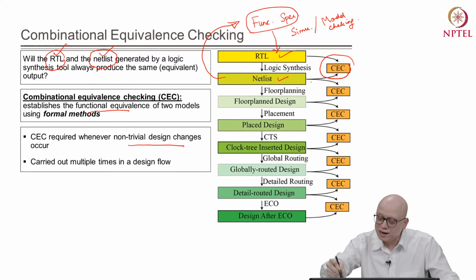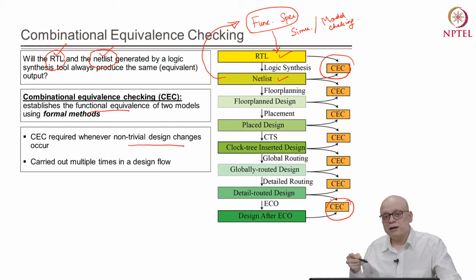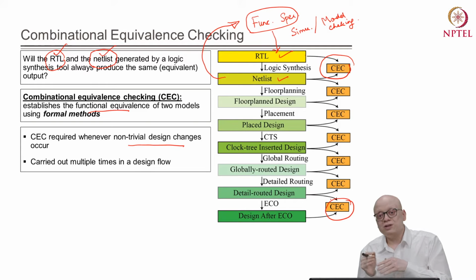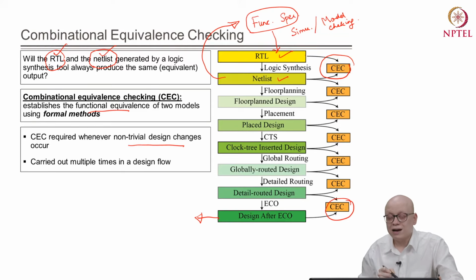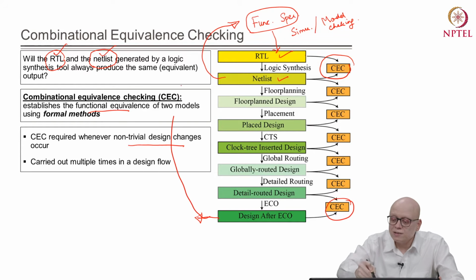Similarly, as the design progresses through say floor planning, placement, clock tree synthesis or routing, if we do combinational equivalence checking between two consecutive steps, and we do this throughout the flow, we can ensure that the final design or the layout that we are having meets the functional specification that we started with, right. Why can we?